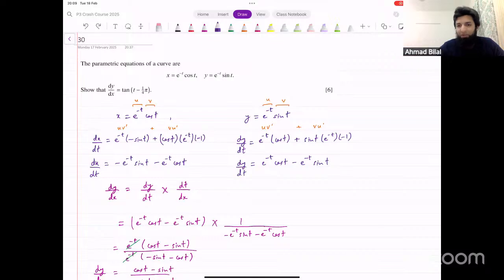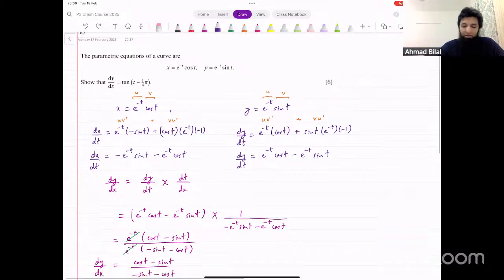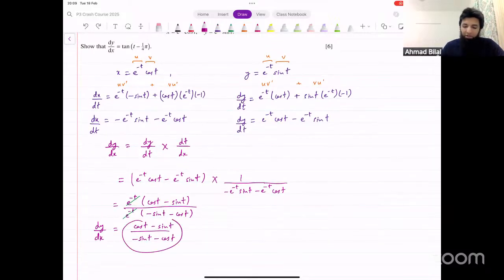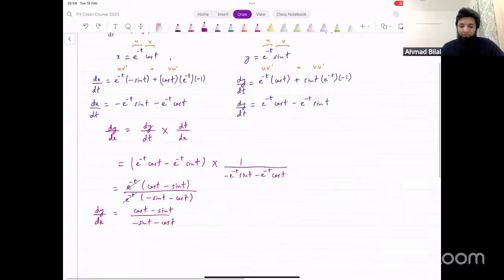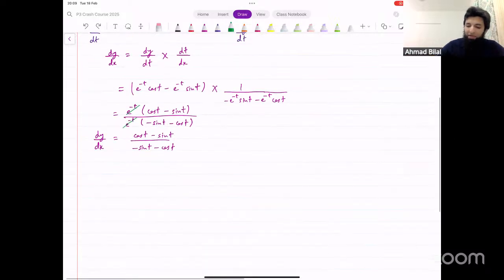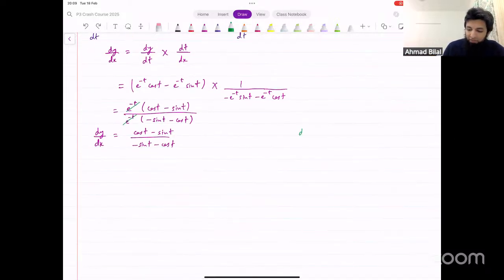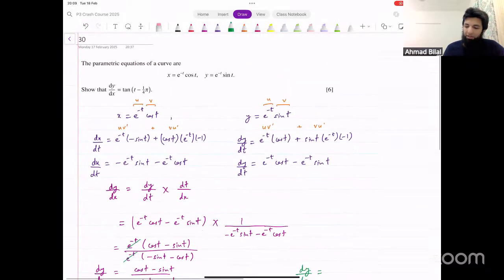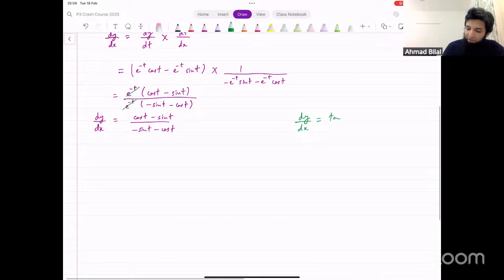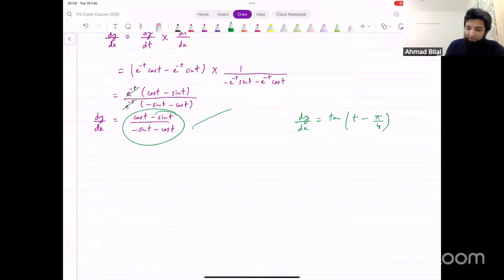So at this point, what I would suggest would be you stop working on this, right? Leave the derivative as it is right now and use the form that they have given there. What's the form that they have given? They have given that dy over dx is equal to tan of t minus pi over 4. You have to prove that the derivative is equal to that. That's what you have to prove, right?